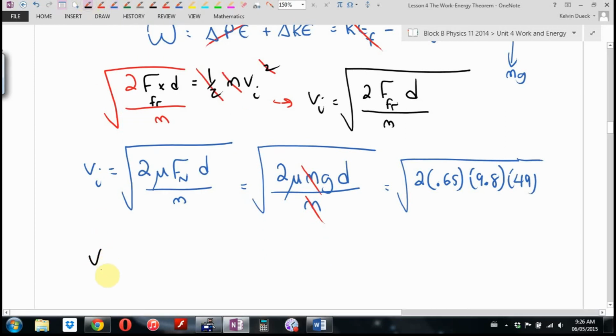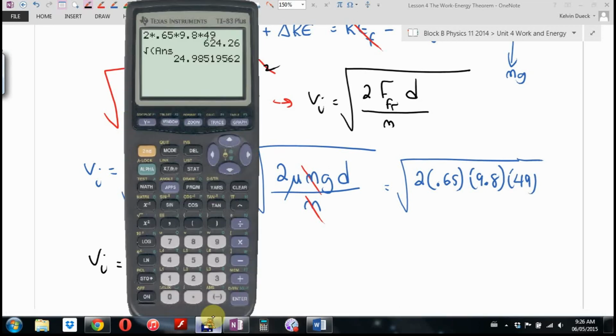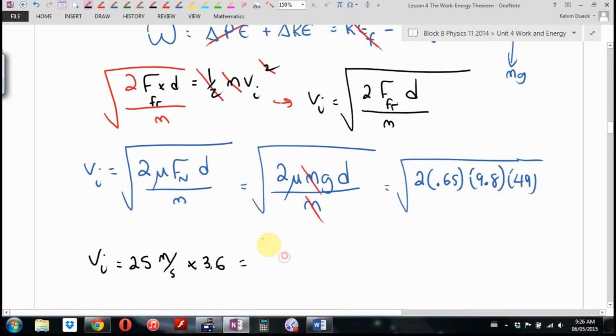So, the initial speed. Let's put that to kilometers per hour because that's what school zones are measured in. How do I go to kilometers per hour? I seem to recall it had something to do with a 3.6, but I can't remember what. Times by 3.6 or divide by 3.6? Times. In a school zone. Okay.